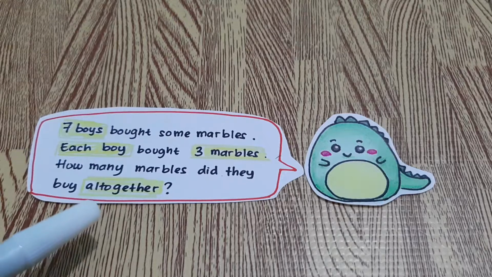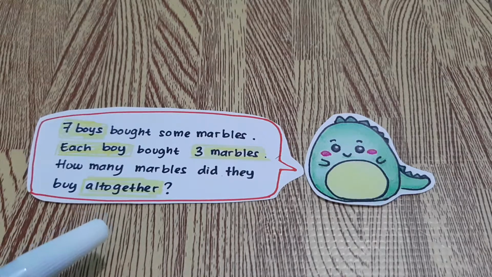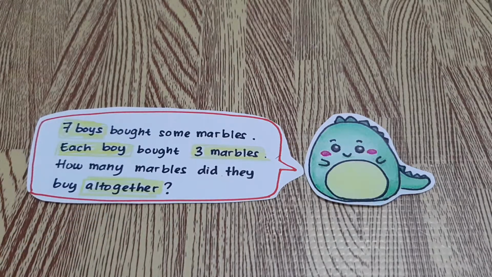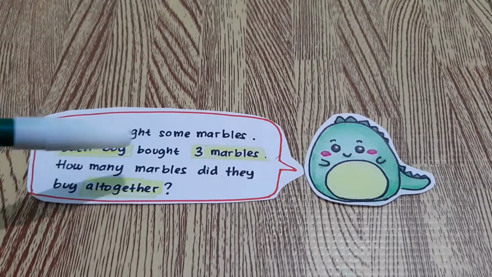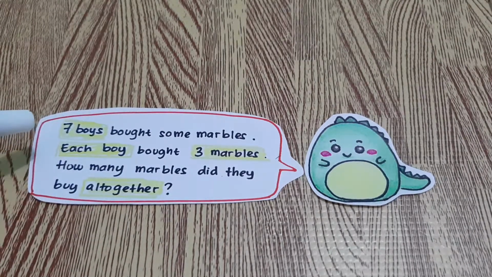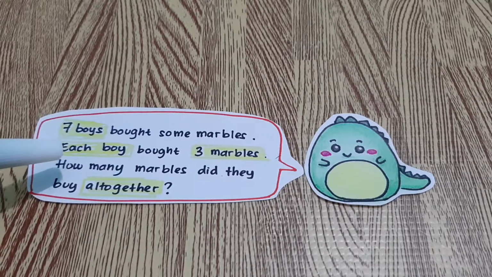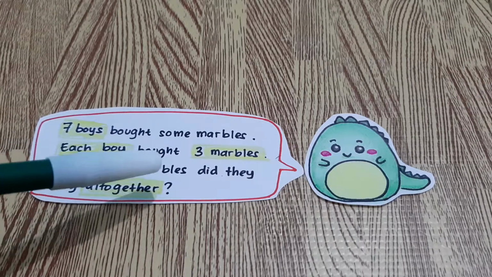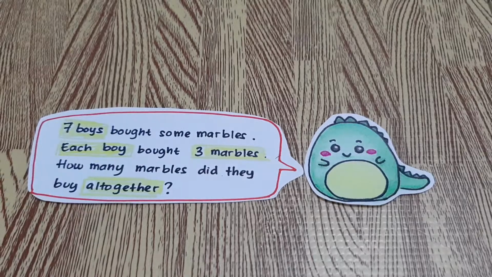No, because you don't know how many marbles, all of them, right? Do you know the group? Which one is the group? Is it 7 boys or 3 marbles? Yes, 7 boys is the group, since each boy or each group bought 3 marbles.